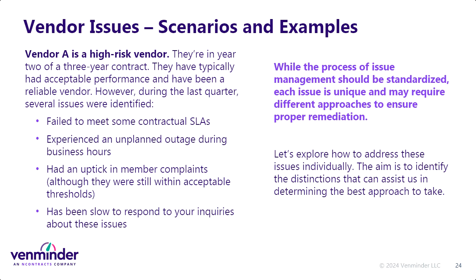So this vendor A is a high-risk vendor. They're in year 2 of a 3-year contract, and they have typically had acceptable performance and have been a reliable vendor. However, during the last quarter, several issues were identified, and there were 4. 1, they failed to meet some contractual SLAs. 2, they experienced an outage during business hours. 3, they had an uptick in member complaints. And 4, they've been slow to respond to your inquiry. So we're going to look at each of these and how the issues for each of them should be addressed.